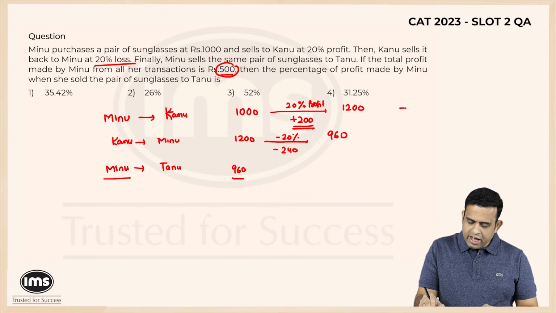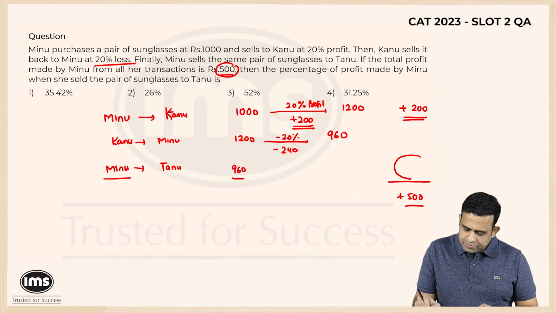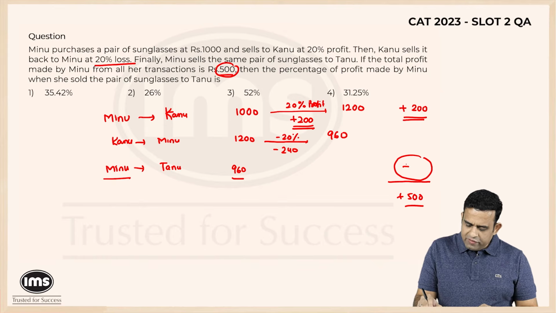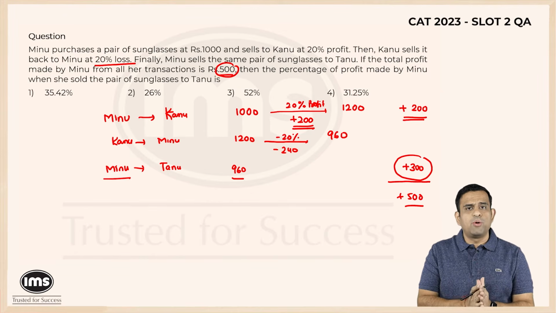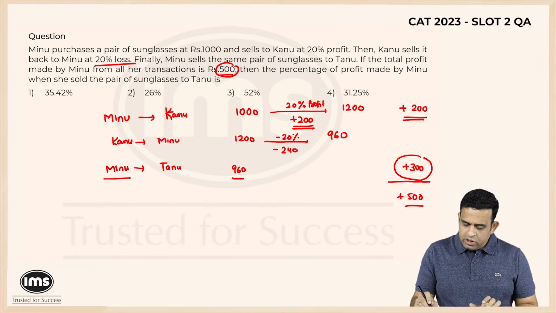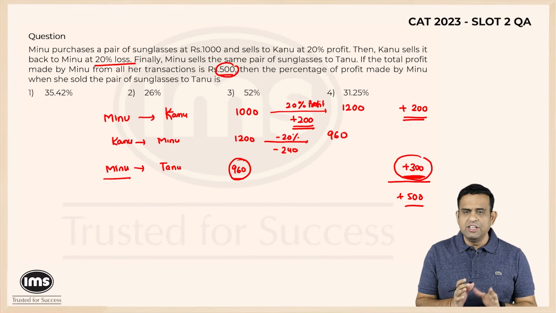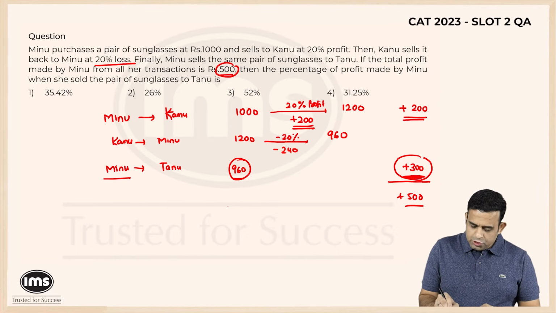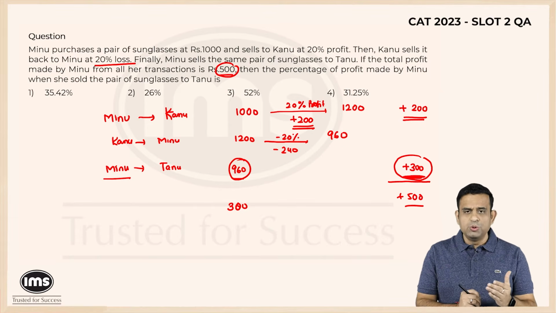So understand, Minu has already made a profit of rupees 200 here. If I want an overall profit of 500 in all the transactions which Minu has done, obviously in selling, then here if you look at Minu selling it to Tanu, the profit should have been nothing but 300, because I want a total of 500, out of which we have already made a profit of 200 by selling it to Kanu. So one can say 300 profit needs to be made on a cost of 960, and that is what my answer should be. So a profit of 300, because the end objective was the percentage of profit made by Minu when she sold the pair of sunglasses to Tanu.